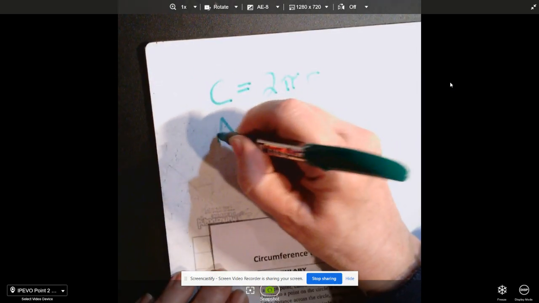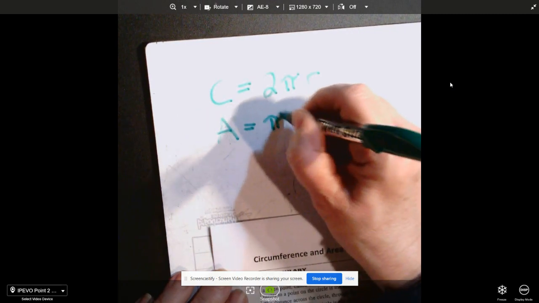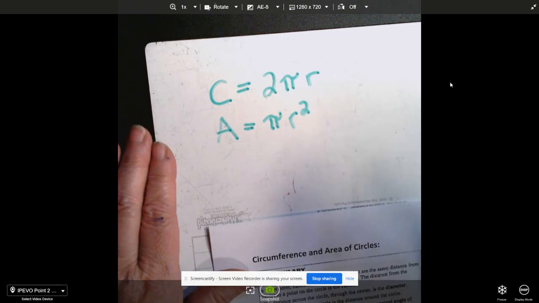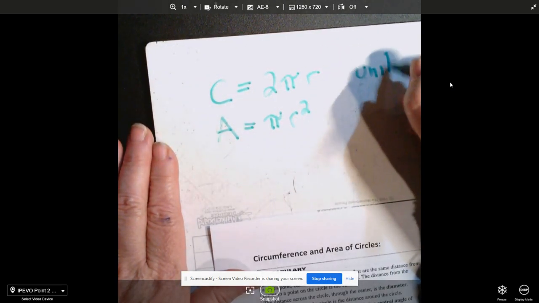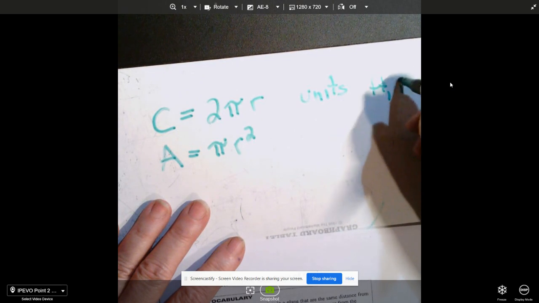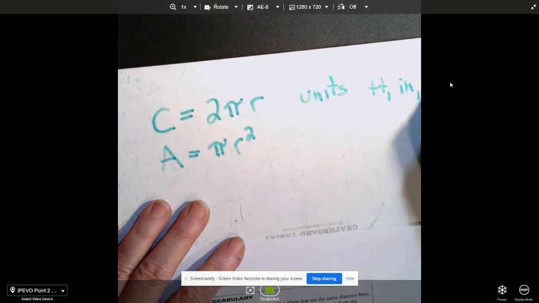And then the area of a circle is pi r squared. So remember, circumference is a length. So the units are just going to be plain old units. So like feet, inches, whatever, centimeters, right? Because it's just a length.